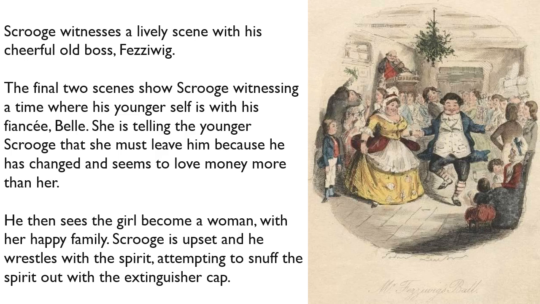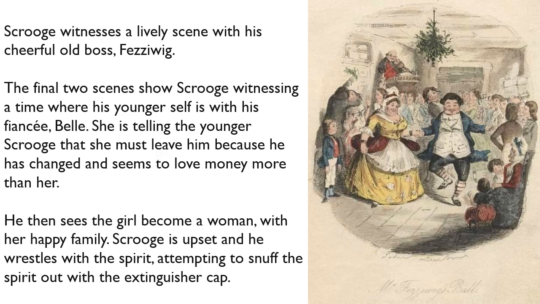The final 2 scenes show Scrooge seeing a time when his younger self is with his fiancée, Belle, and she's leaving him because he's changed and he now seems to love money more than her. He's rejected a family and a relationship because of money, partly because Scrooge is scared that if he becomes poor, he'll end up like many of the other impoverished people in Victorian London at the time.